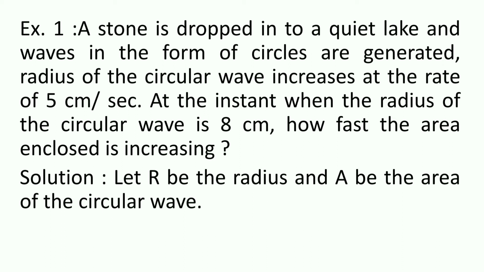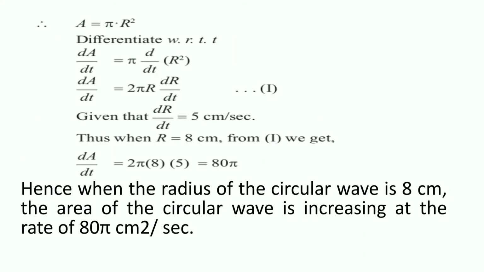Solution: let r be the radius and A be the area of the circular wave. Therefore, A equals pi r square. Differentiate with respect to t. dA upon dt equals pi into derivative of r square. dA upon dt equals 2 pi r into dr upon dt. This is equation 1. Given that dr upon dt equals 5 cm per second.